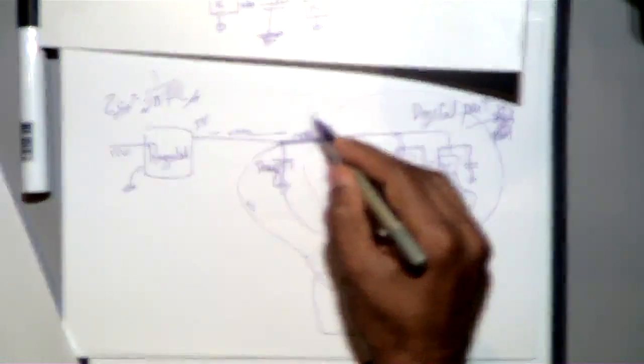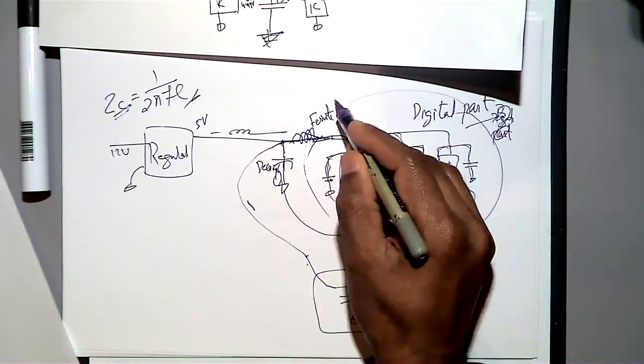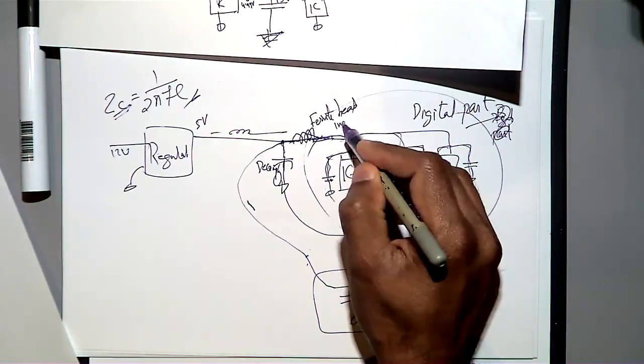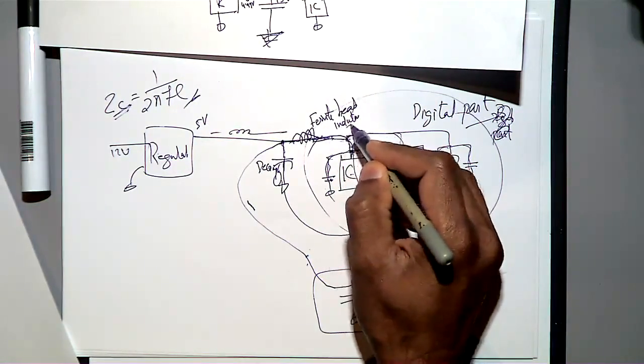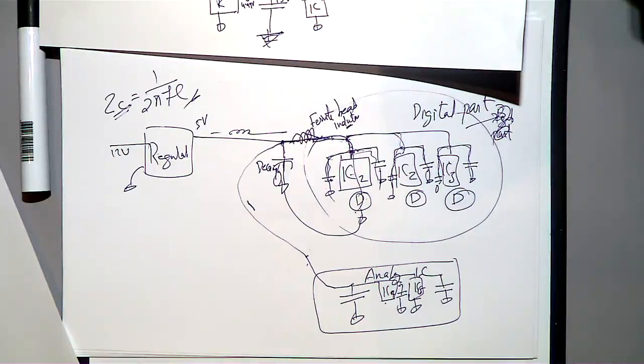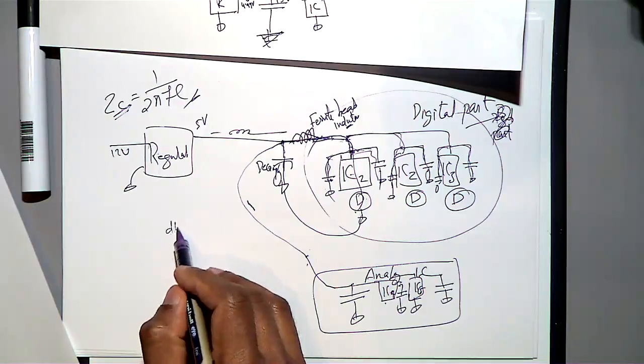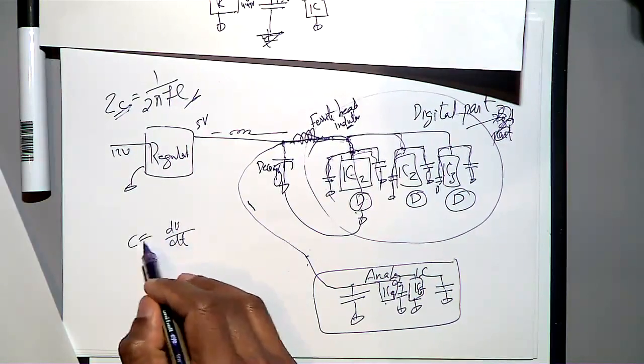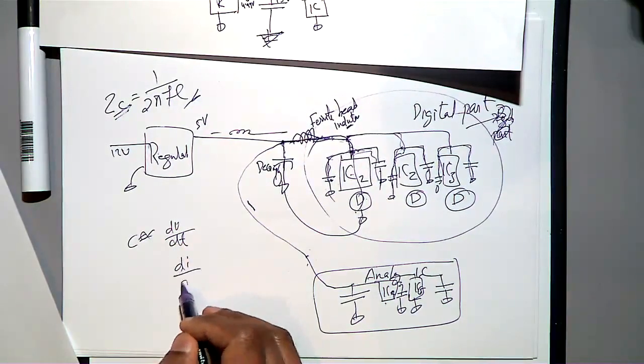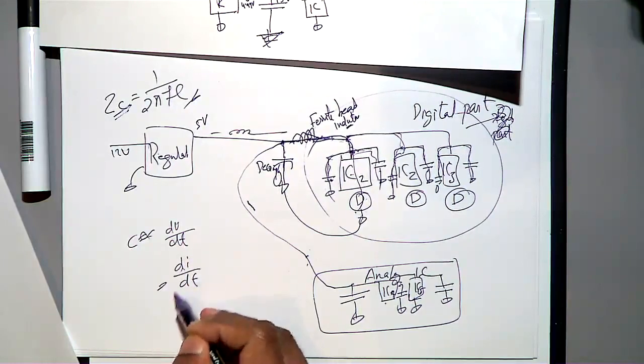That is called a ferrite bead. So it's basically an inductor. If you put an inductor there, it's called a ferrite bead. So what is the difference between a capacitor and an inductor? A capacitor doesn't like change in the voltage. An inductor doesn't like change in current. So for a capacitor it is dV by dt, but for an inductor it is di by dt. So you can remember, this is a change in current.